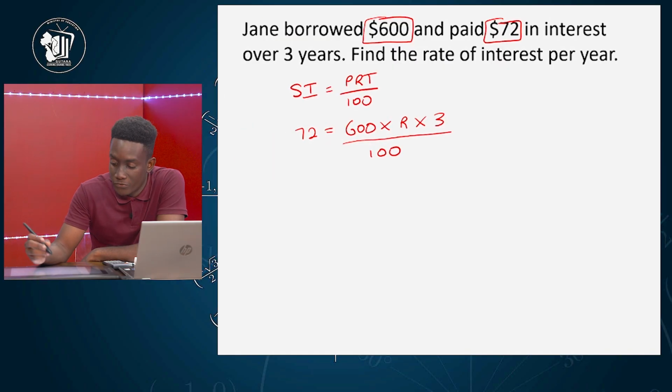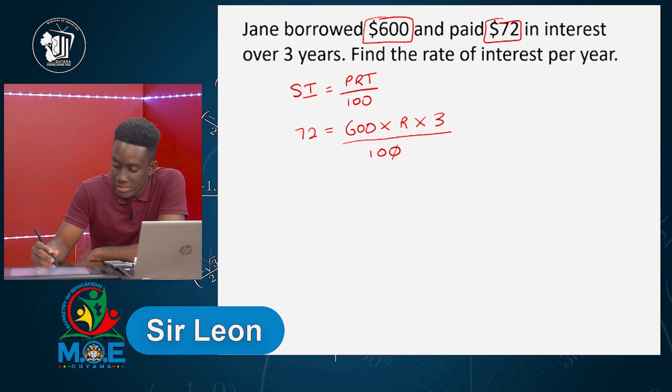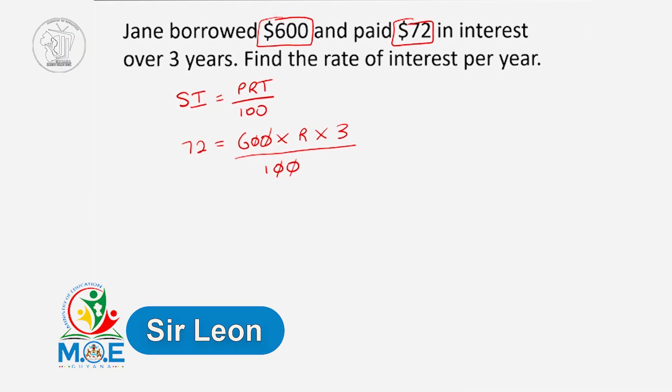So we're asked to solve for r. So this 0 cancels with that 0, this 0 cancels with that 0. And now we're left with 6 times 3 is 18. And 18 times r would give me 18r. So 72 is equal to 18r.